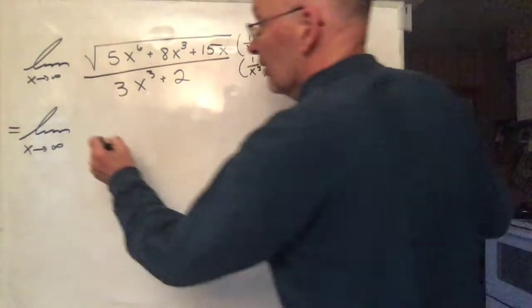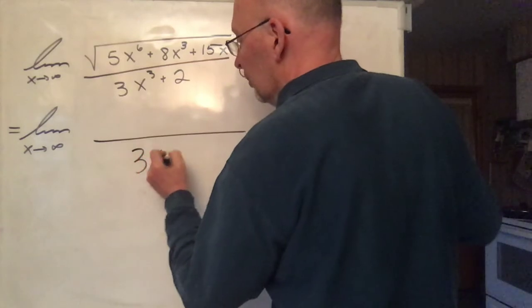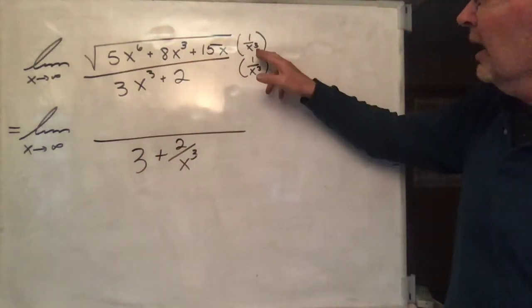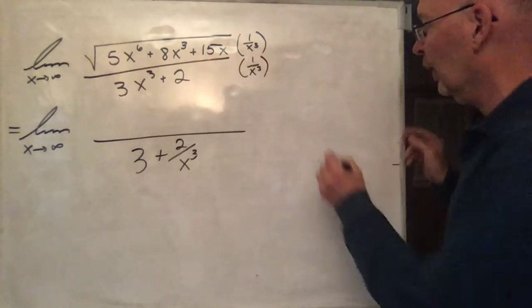And so what happens? The bottom is easy. This is going to be 3 plus 2 over x cubed. The top, when you bring the 1 over x cubed into the radical, you have to square it.